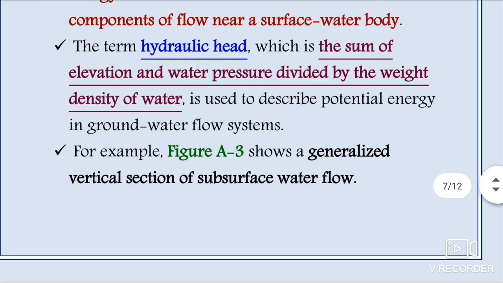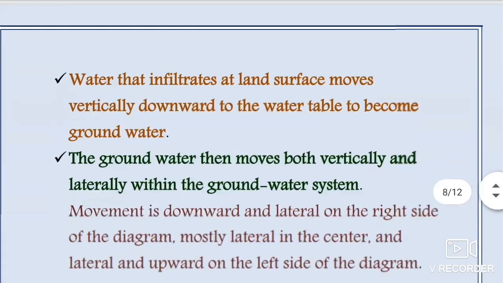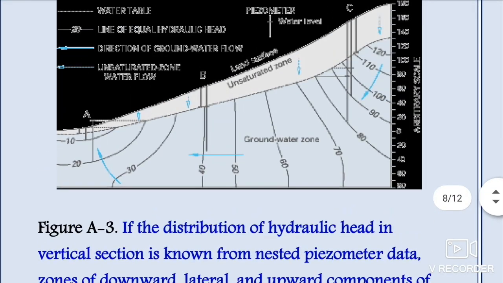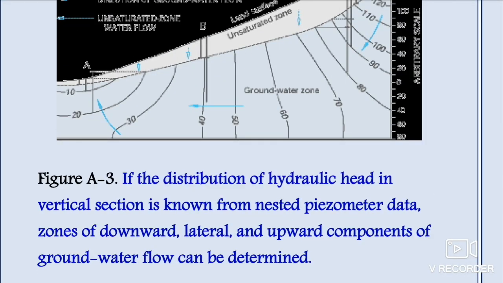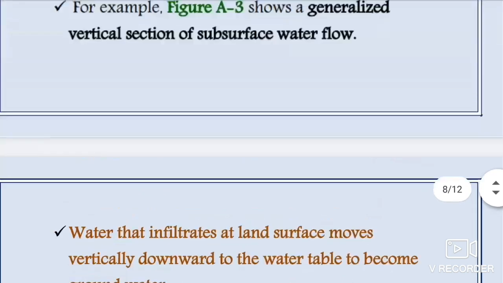For example, diagram A3 shows a generalized vertical section of subsurface water flow, as you can see in the diagram. If the distribution of hydraulic head in a vertical section is known from nested piezometer data, the zones of downward, lateral as well as upward components of groundwater flow can be determined. As you can see in the diagram, and we'll discuss it later.